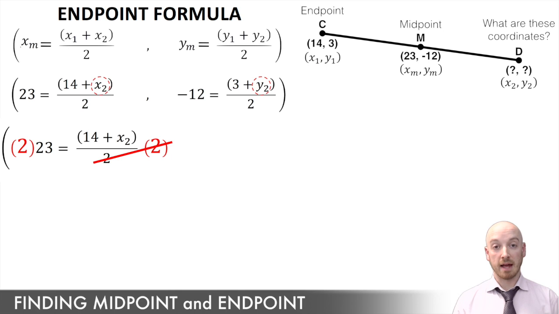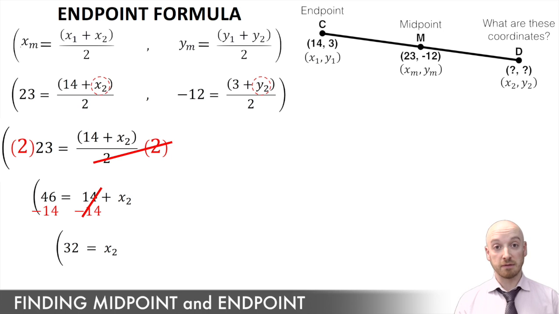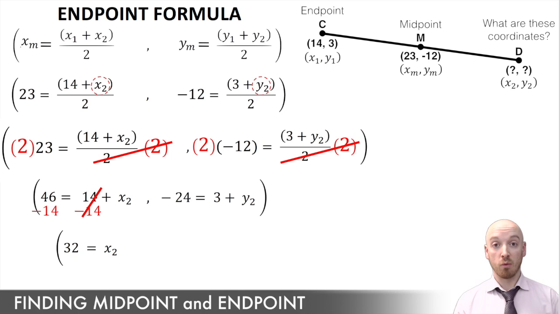And now that I'm done that step, what I'm left with looks a heck of a lot easier here. So all I have to do is subtract that number to get the variable by itself. And remember to do it on both sides. Now that I've performed all those operations, what I'm left with is the x value for the endpoint that was missing. I'm going to go ahead and do the exact same thing on the y side to find the missing y value.